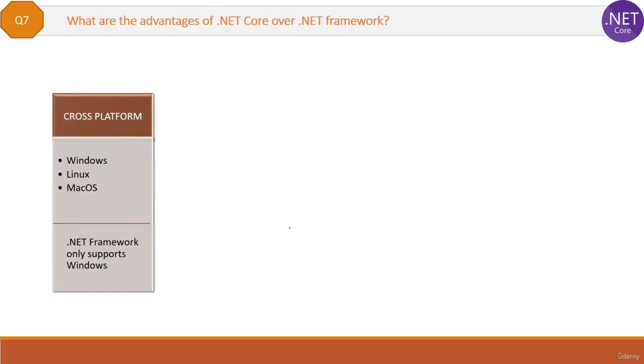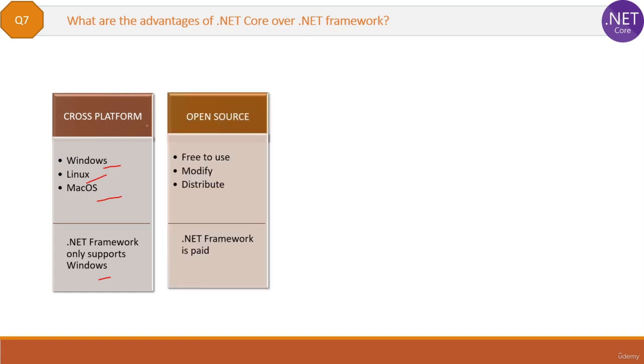First advantage is .NET Core is cross-platform, which means it can run on multiple operating systems like Windows, Linux, and Mac OS. But .NET Framework only supports Windows. It cannot run on Linux and Mac OS operating systems. So that is the first advantage of .NET Core. Second advantage is it is completely open source, which means it is free to use, modifiable, and distributable. Whereas .NET Framework is not free to use and it is a paid framework. So this is the second advantage.